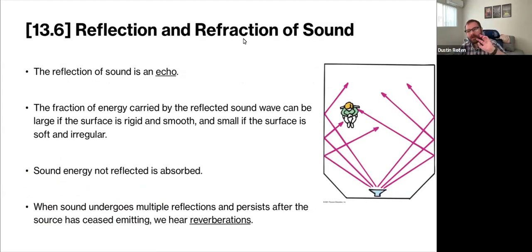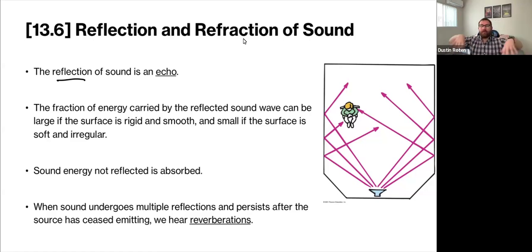Okay, now we just talked about an echo there, and we sort of have an intuition of what an echo is, but let's actually look at this in a little more detail. So an echo is literally just the reflection of sound. The fraction of energy carried by the reflected sound wave can be large if the surface is rigid and smooth, or small if the surface is soft and irregular.